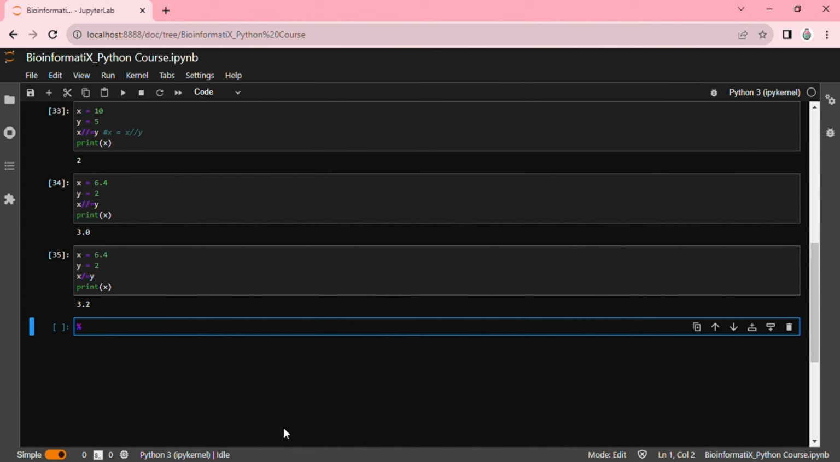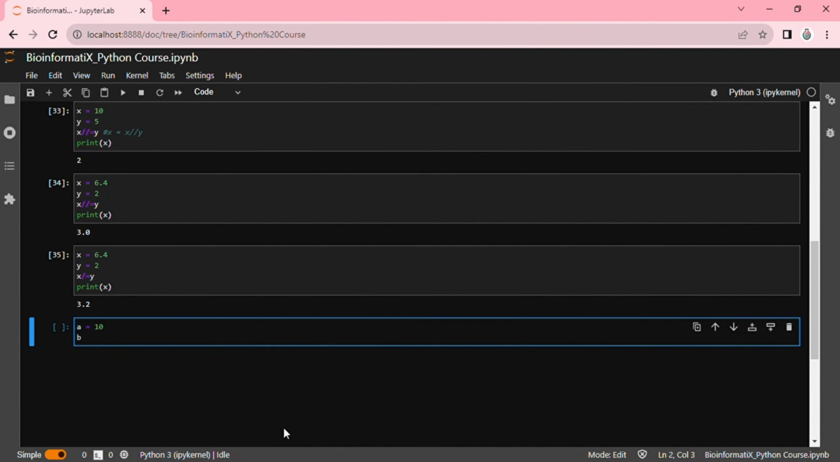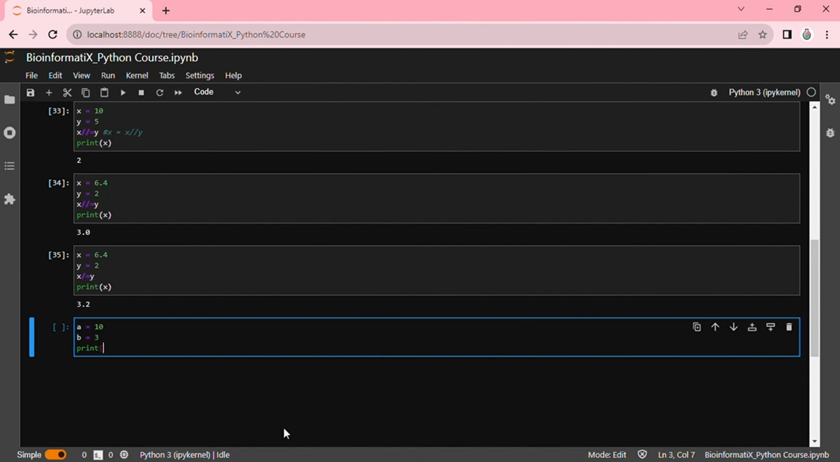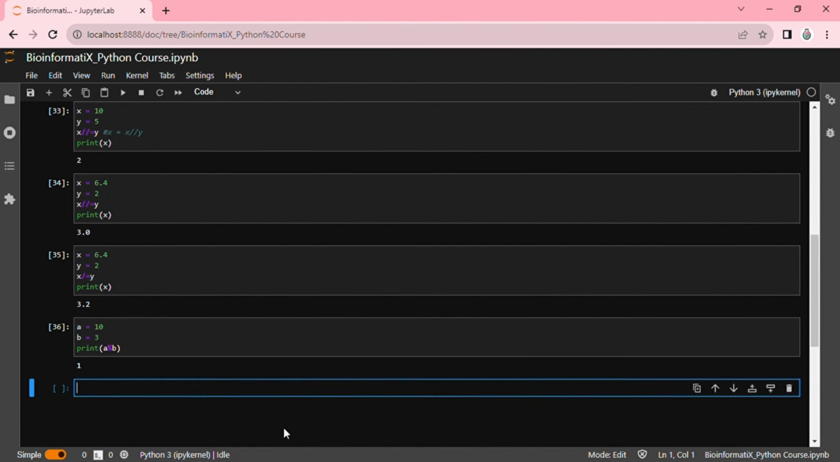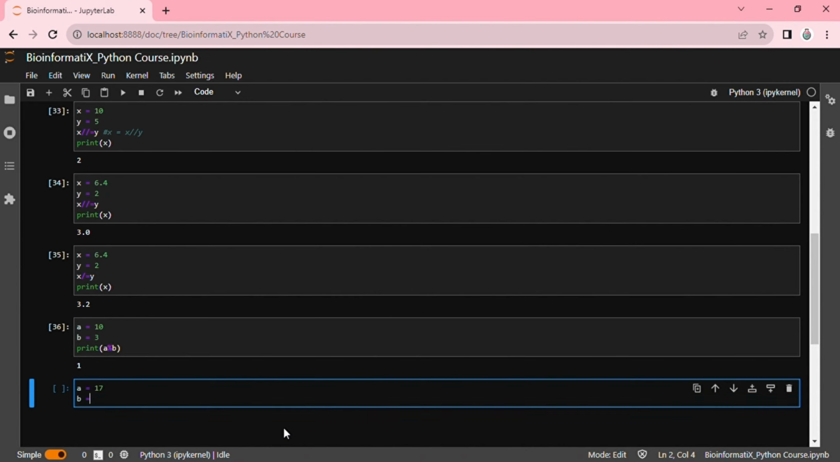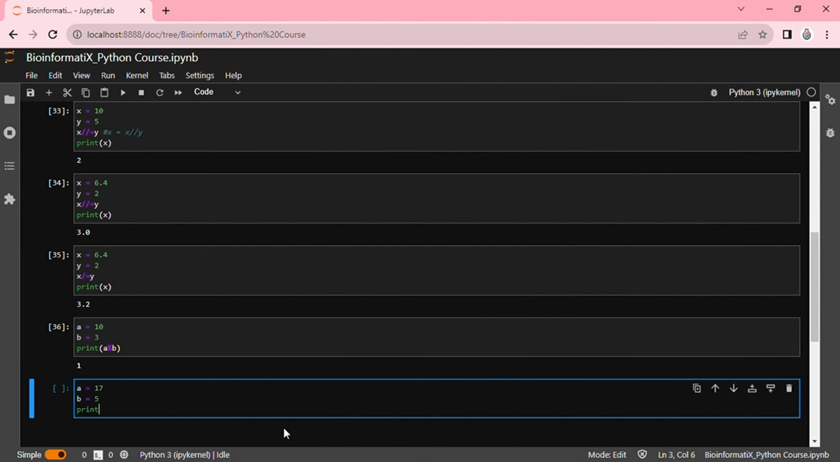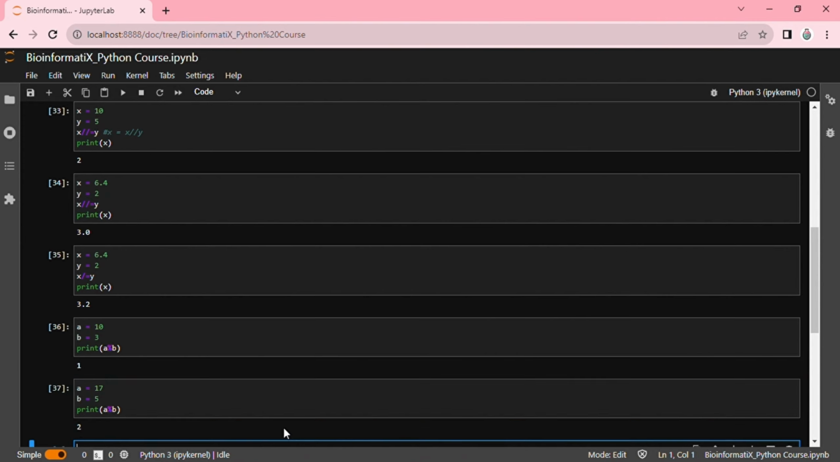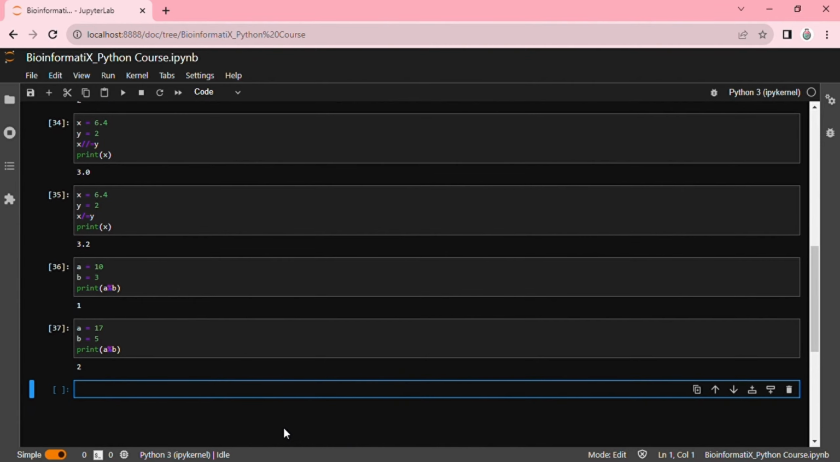For example, if A equals 10 and B equals 3, when we print A modulus B, it gives us 1, because 10 divided by 3 leaves a remainder of 1. And if A equals 17 and B equals 5, then when we print A modulus B, it gives us 2, because 17 divided by 5 leaves a remainder of 2.